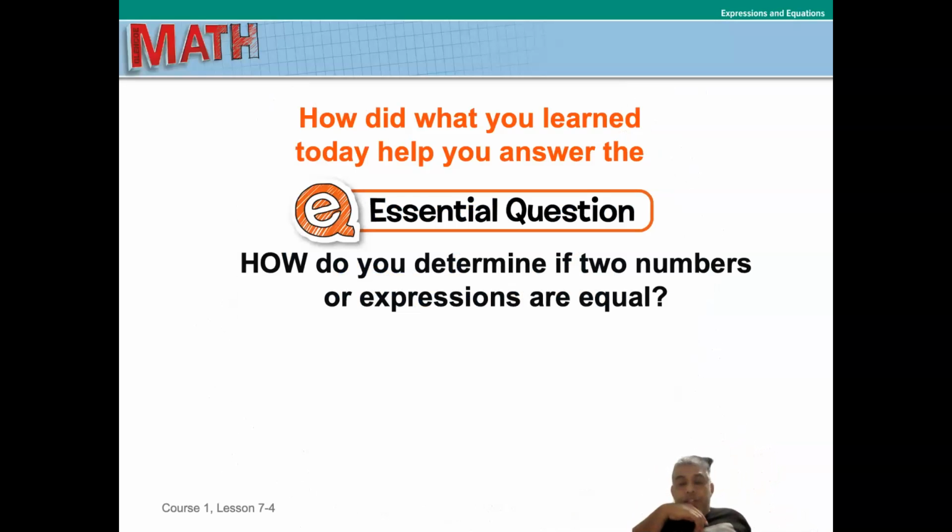Did you answer your essential question? How do you determine if two numbers or expressions are equal? Yes, you have to write this down, use a complete sentence, put it in your notebook, and then share it with Miss Romero.